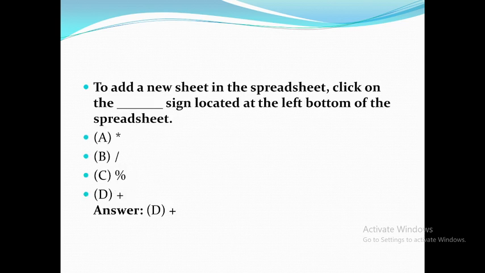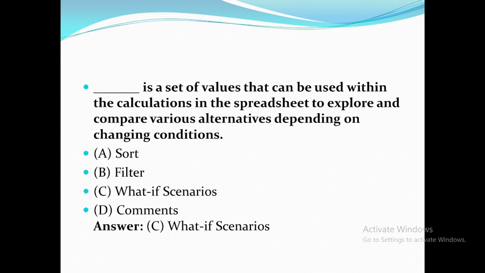To add a new sheet in the spreadsheet, click on the plus sign. When you have to add a new sheet, you have to click the plus sign. We all know that by default we have 3 worksheets, 1, 2, 3, and whenever we click the plus sign, we are adding a new sheet in the document. Which is a set of values that can be used within the calculation in the spreadsheet to explore and compare various alternatives depending on the changing conditions? You have a set of values which you are using in calculation. Now you have to use different alternative conditions. It is what-if scenario.